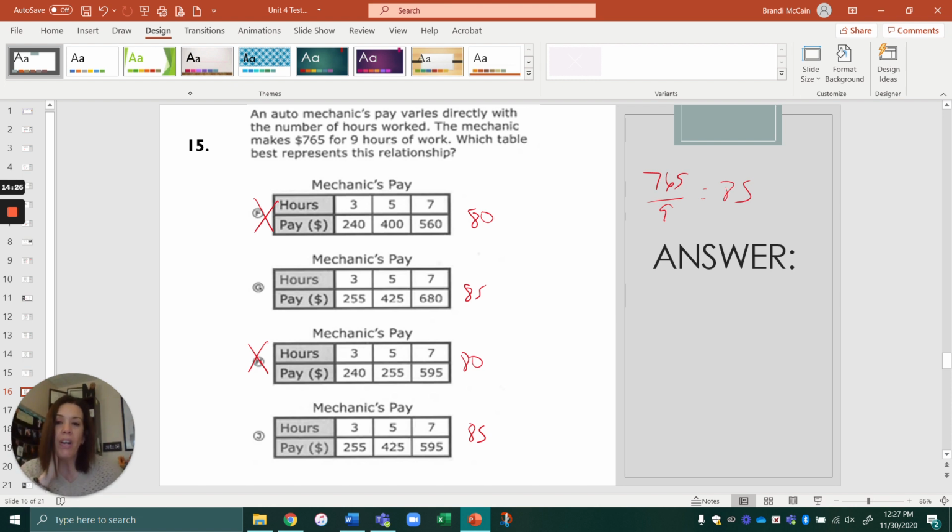So if we do 425 divided by 5, it's about the same there. So that's not going to change anything. So we have 680 divided by 7 or 595 divided by 7. So 680 divided by 7 is 90 something. Not, sorry guys, 97.1. Not 85. 595 divided by 7 is 85. So that one is J. You got to make sure on all of them they work for every one. Okay.